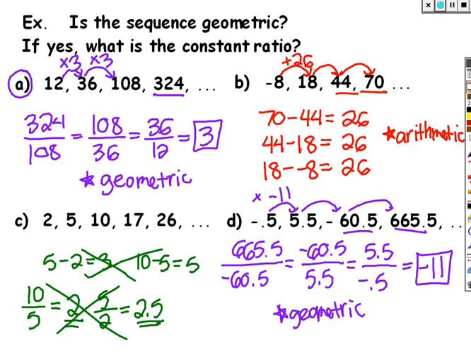Is this a sequence? Sure. I mean, I'm adding on 3, then 5, then 7, then 9. There's a definite pattern here. I'm adding the next odd number, or actually this is 1 squared plus 1, 2 squared plus 1, 3 squared plus 1, and so on. So this is a sequence, but it's not geometric because I don't have that constant ratio. It's not arithmetic because I don't have the constant difference.